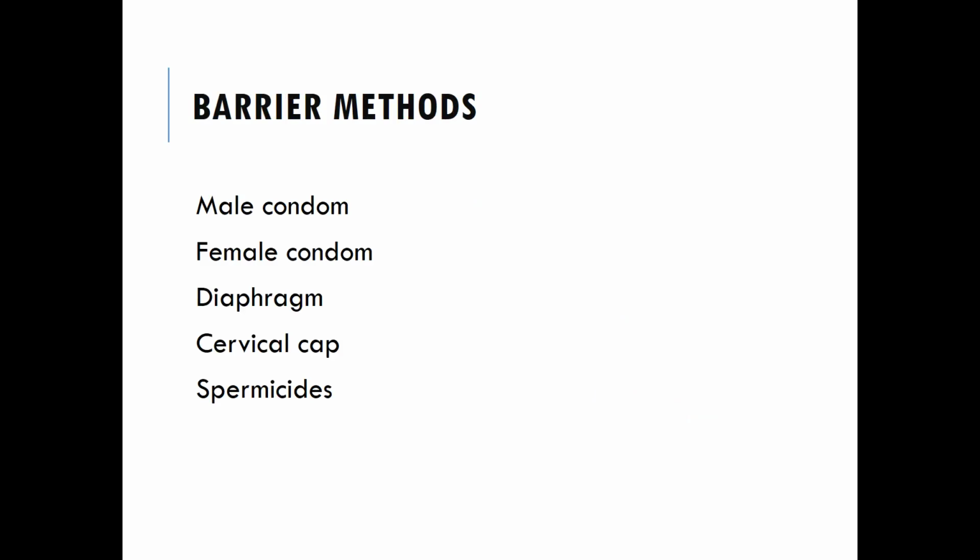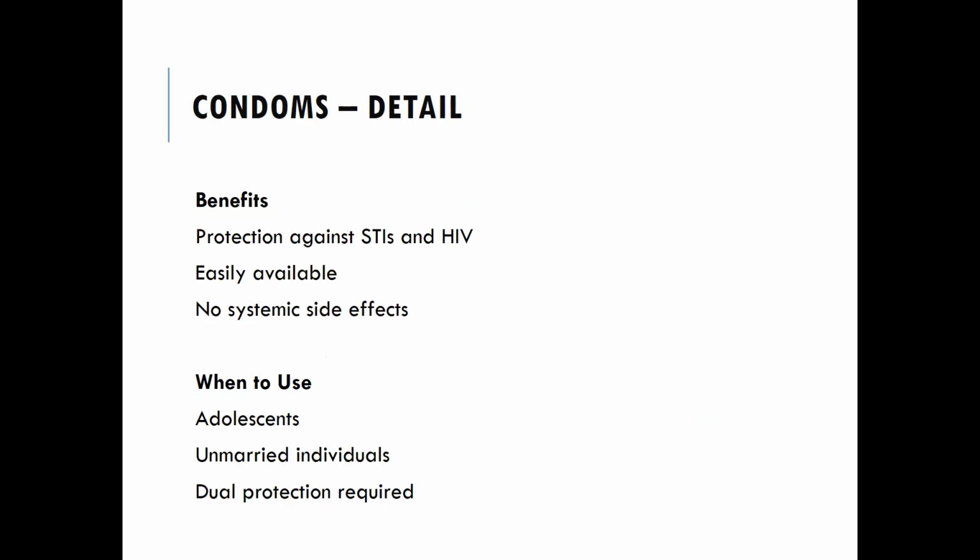So next one is the barrier methods, which include male and female condoms, diaphragm, cervical caps, and some spermicides. Condoms have the benefit that they protect against sexually transmitted infections and HIV as well. They are easily available and there are no systemic side effects. Use them in adolescent couples, unmarried individuals as well, and when dual protection is required.